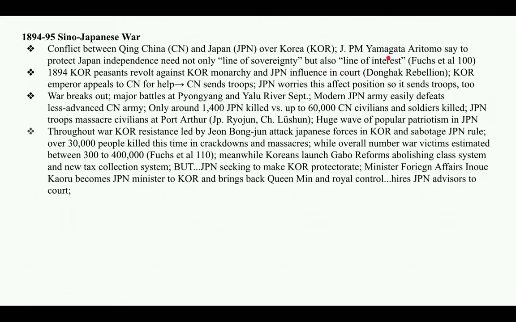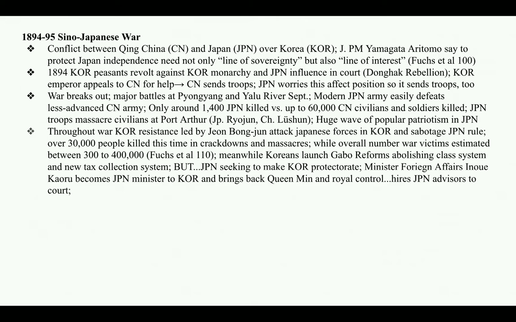As an example of this, Prime Minister Yamagata Aritomo said that to protect Japan's independence, they needed not only to secure a line of sovereignty, but also a line of interest, and that this then extended beyond national borders and would include colonies as well. It's kind of like the idea of Western powers at the time of creating these spheres of influence or spheres of interest, right?